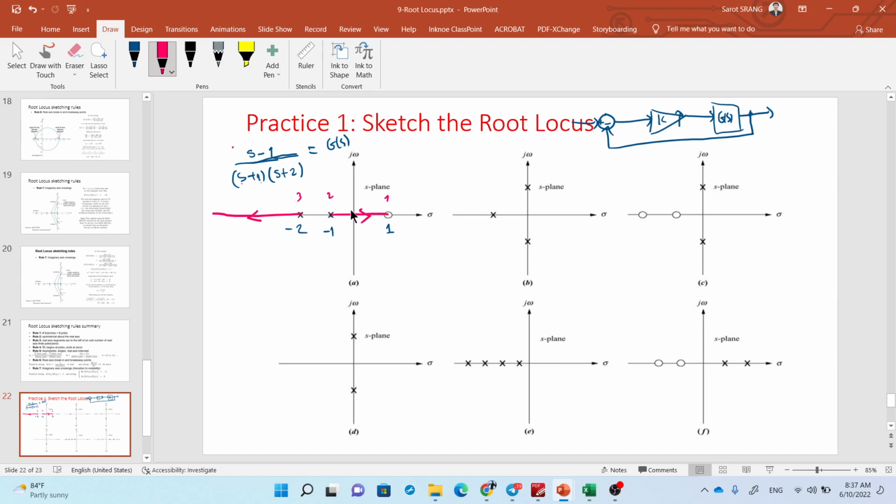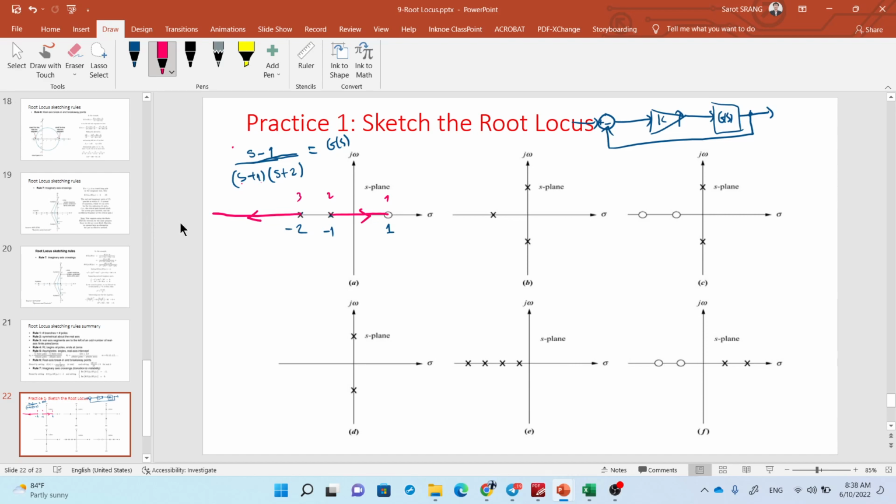Then look at the asymptote. What is the number of asymptotes? The number of asymptotes is the same as the number of infinite zeros. So we got one infinite zero, and this one already approached that zero. It means this is the asymptote already. You can calculate the asymptote intercept, and you can calculate the angle. You will get the angle is 180 degrees, and this asymptote.